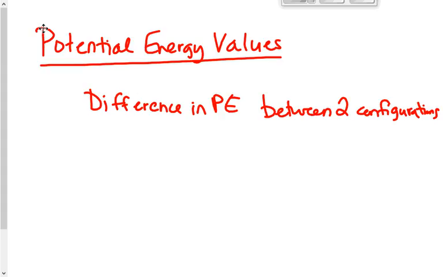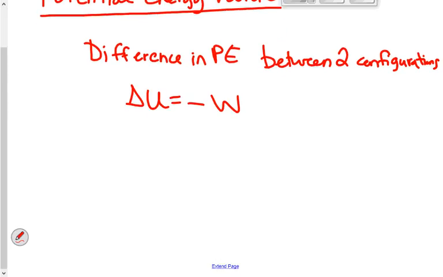Now, so far, the only equation that we have with potential energy in it is that the change in potential energy is equal to the negative of the work. But there's actually a lot of information in there that we can use.